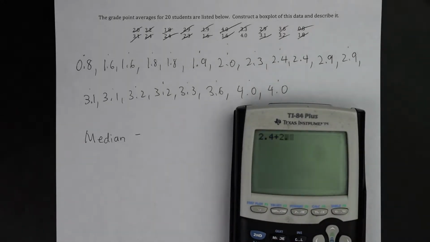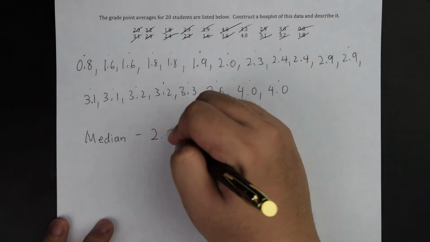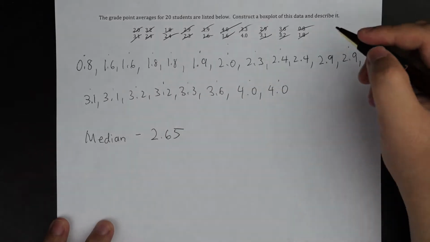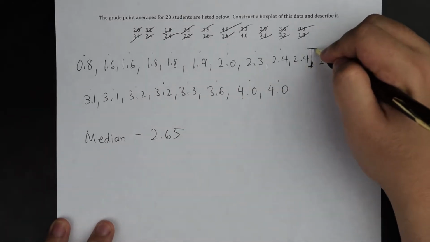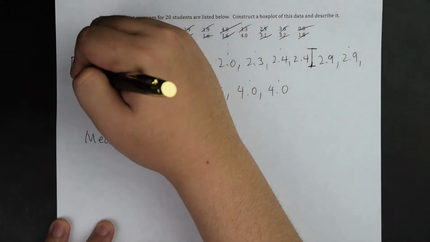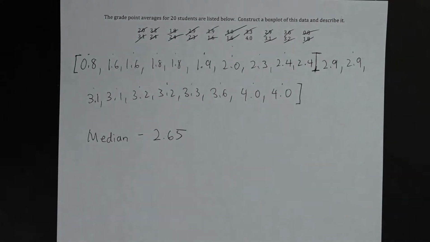2.4 plus 2.9 divided by 2. So 2.65. So for this scenario, my median is 2.65. And so what I am going to do actually is create some brackets right here. So I'm going to create brackets here. I'm going to create a bracket here. And I'm going to create a bracket right here. And there is a reason for creating these brackets.